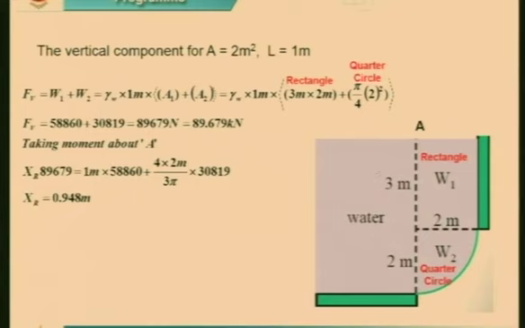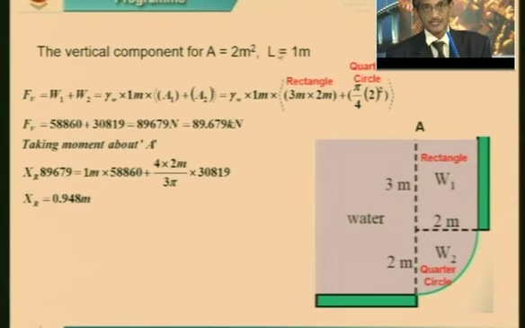Gamma W, you can always calculate the specific weight into volume. So the volume of this pressure prism is nothing but area 1 plus area 2 into the length. Length, as you mentioned, is given as 1 meter. So let us go there. W1 plus W2 becomes gamma W into length.